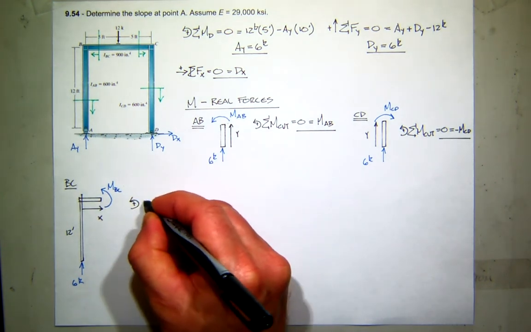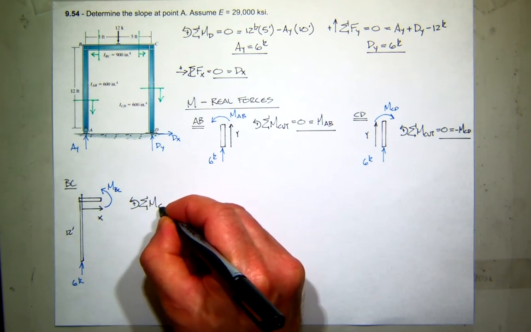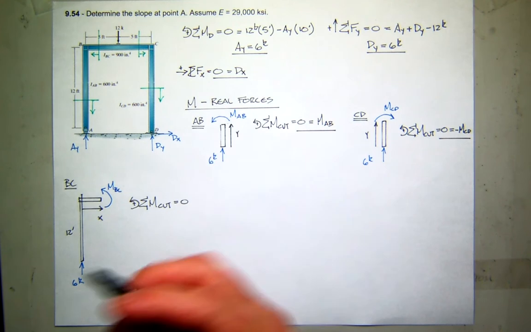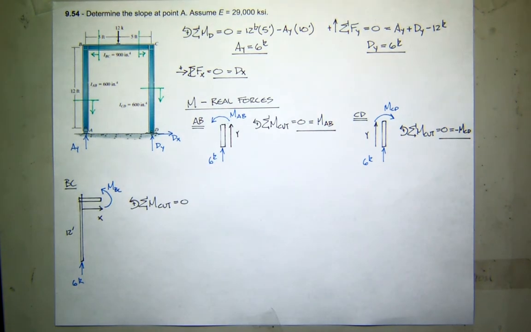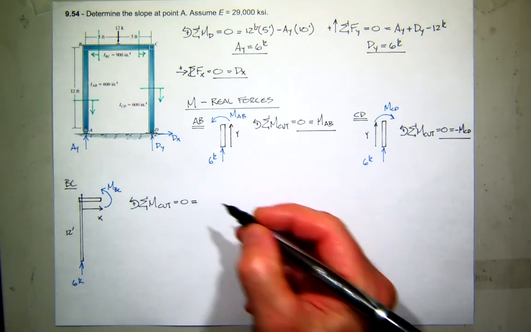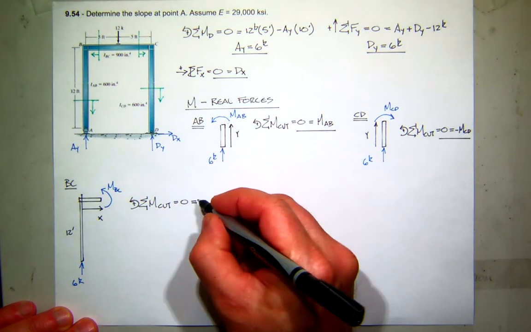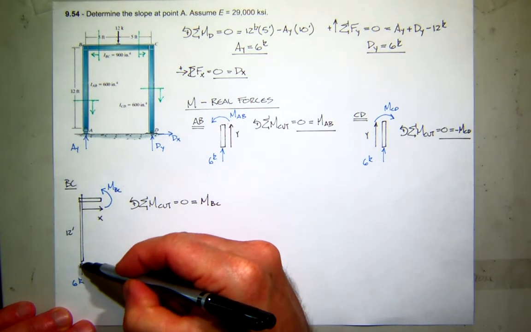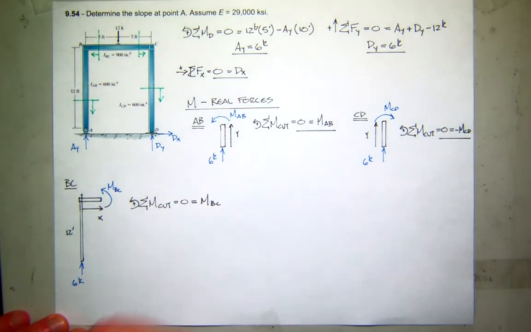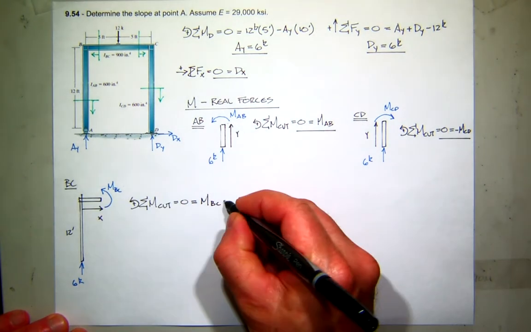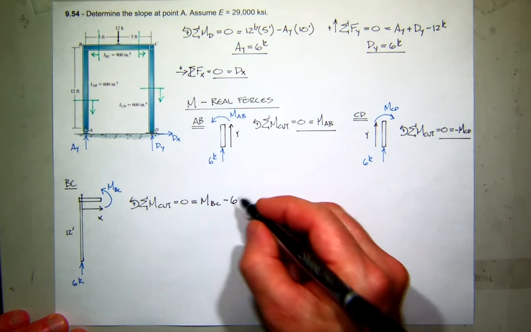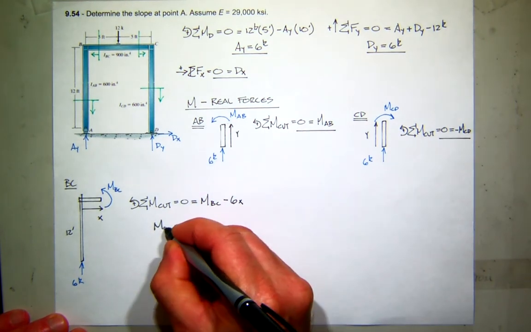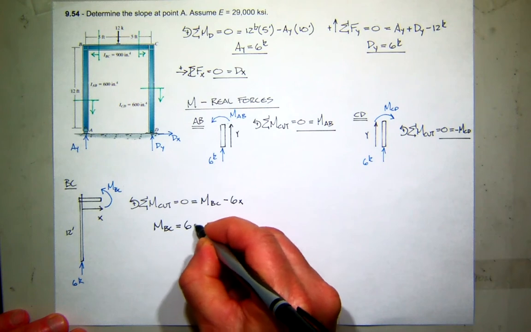So again, I will sum moments at the cut, make it equal to 0. And what do we have? Well, this moment is positive, so that's the moment in BC. Then I got this 6 kip force. My reaction now does create moment. And about the cut, that would be negative, so that's 6 kips, and the distance is x. So it's pretty easy to see that the moment at BC is 6x.